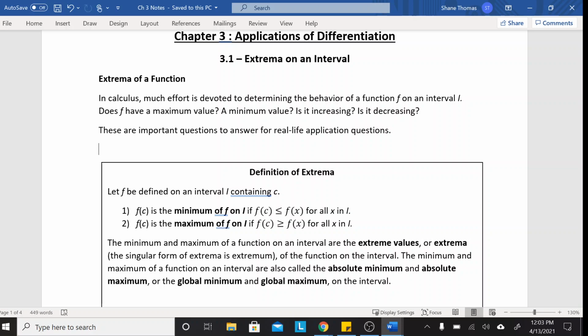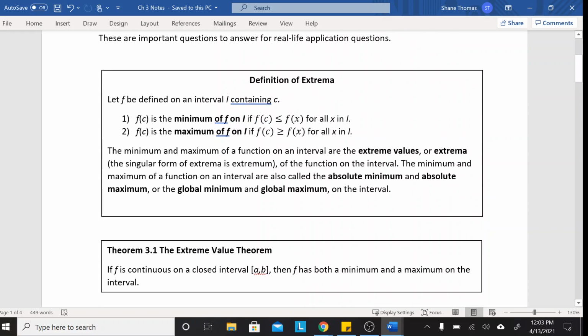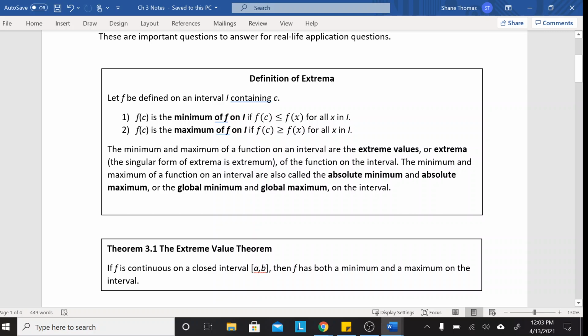So just by definition, we have what's extrema. Extrema is going to be your minimum and maximum on certain intervals. It might not be over the entire thing. It could just be on an interval. During that interval, your max might not be the overall max of the function, but we're only looking at specific intervals at different times.